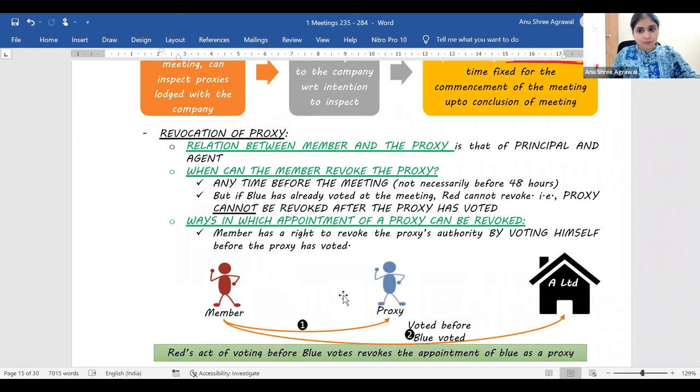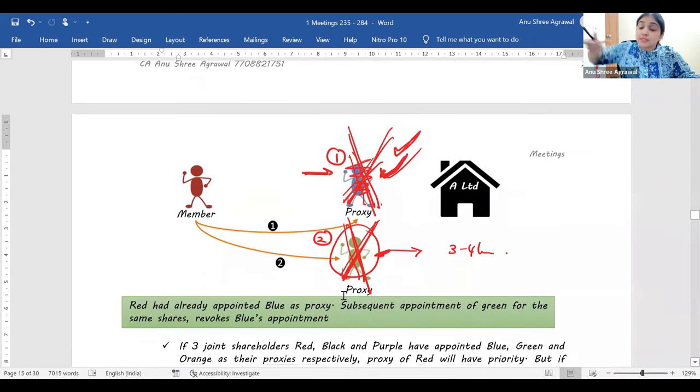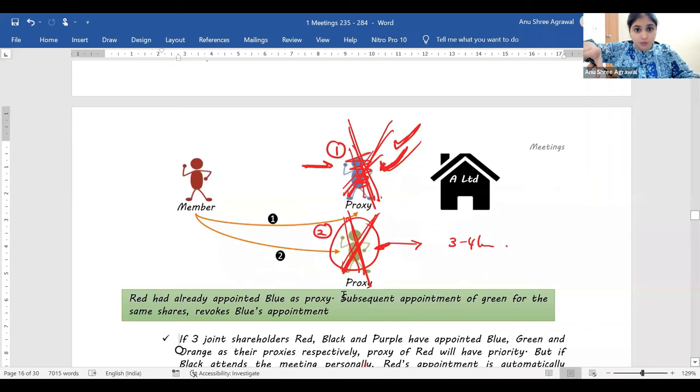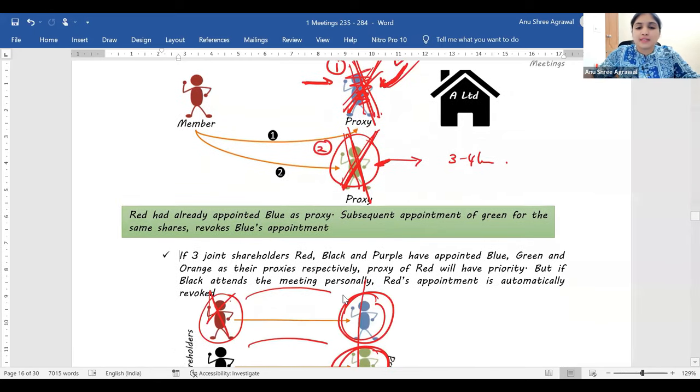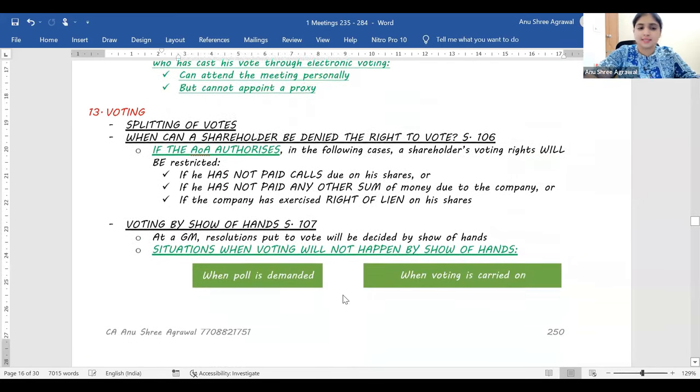Even before he can vote, we can vote and we can cancel his appointment automatically. Or we can appoint some other person as proxy and submit the new proxy's form also at least 48 hours before the meeting. Then automatically the first proxy will get revoked. Okay. Now let's go to the next discussion, guys.